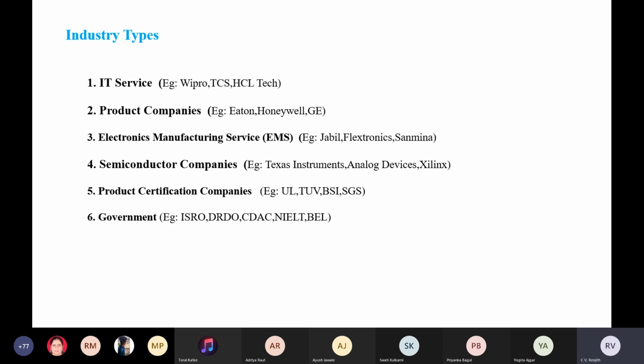Okay. But the most important thing that you need to understand here is that only very few students will get a chance to work in core electronics projects, actually.